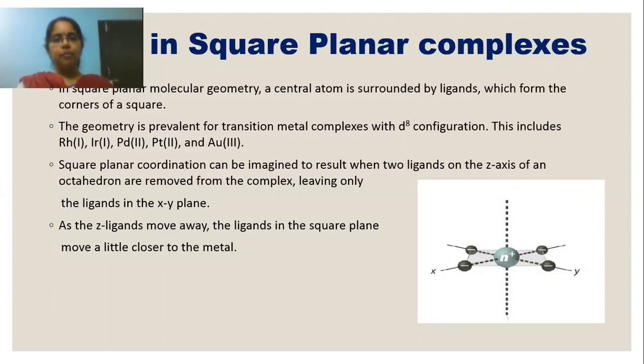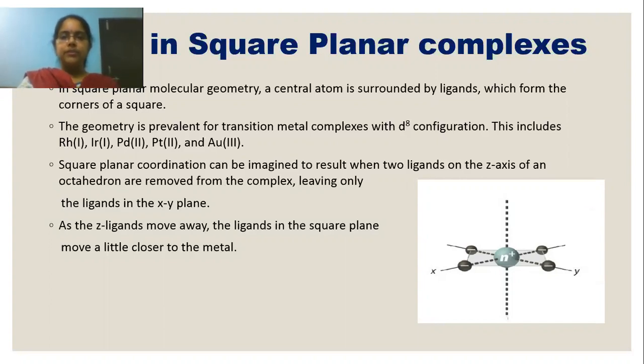The square planar complex is imagined to be obtained from an octahedral complex where 2 ligands in the Z plane are completely removed. In general, this geometry is found in the complexes with d8 configuration, which includes rhodium-3, rhodium, iridium, palladium, platinum, and gold. So this configuration is mostly observed in transition metal complexes with d8 configuration.